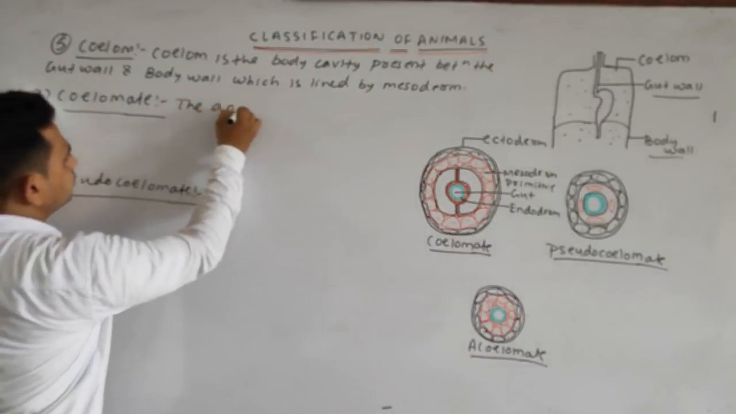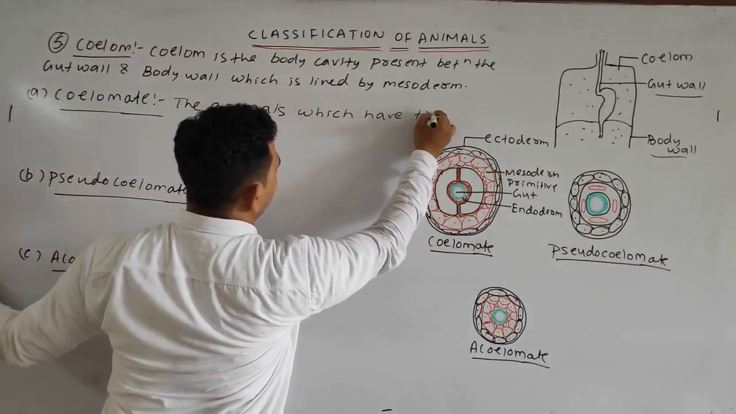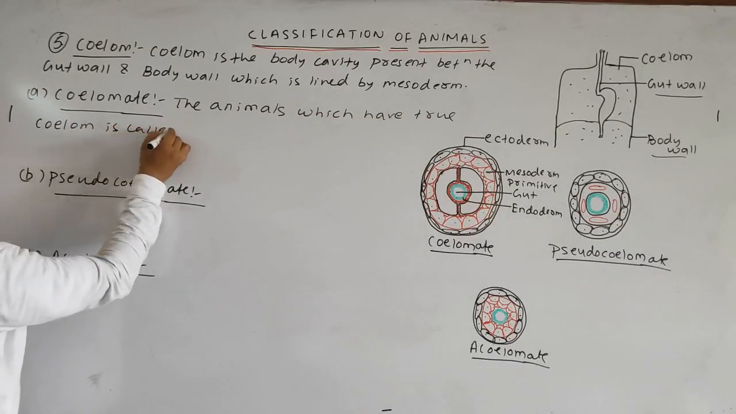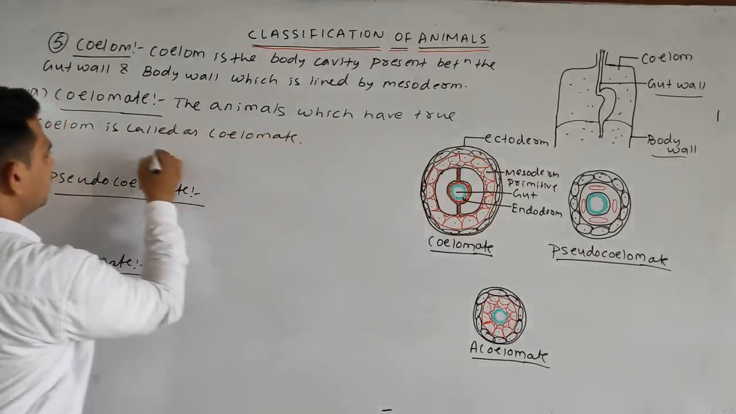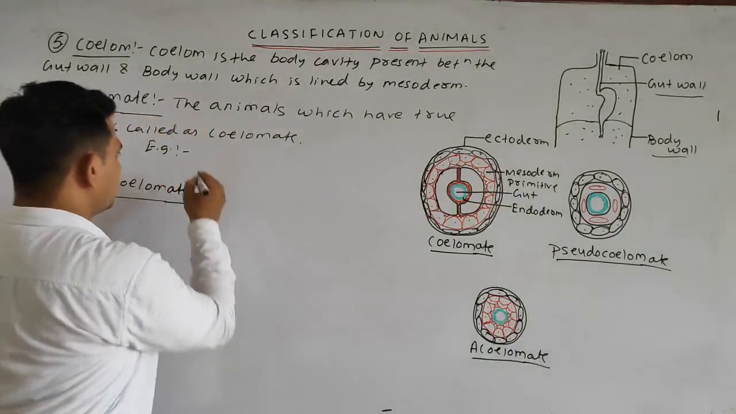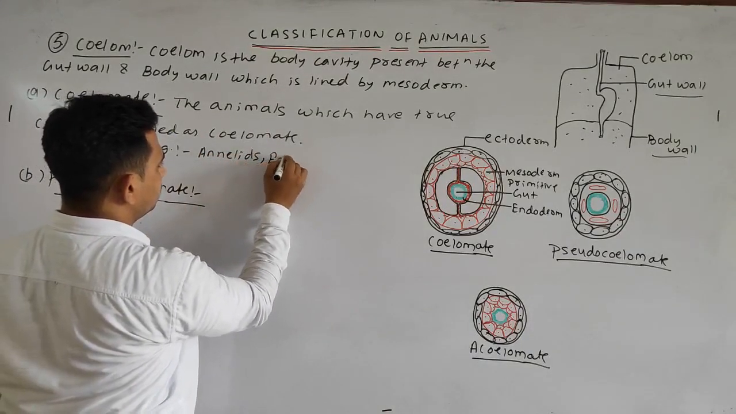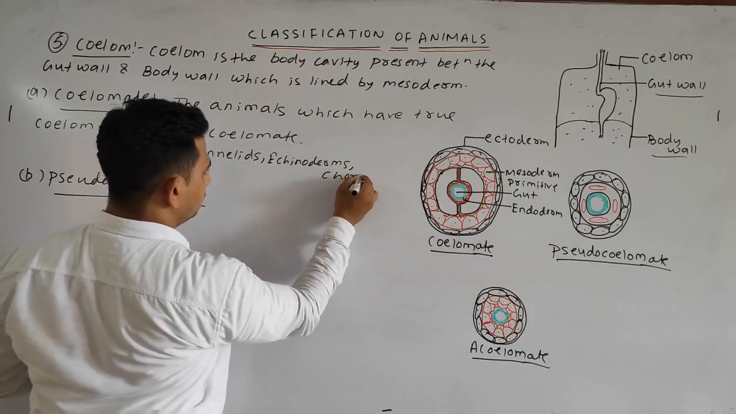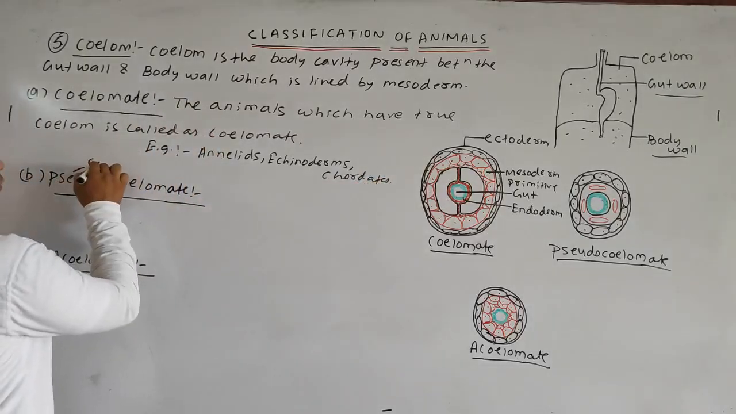the animals which have true coelom are called as coelomate. Simple example we can take: the annelids, echinoderms, chordates. Okay, simple.